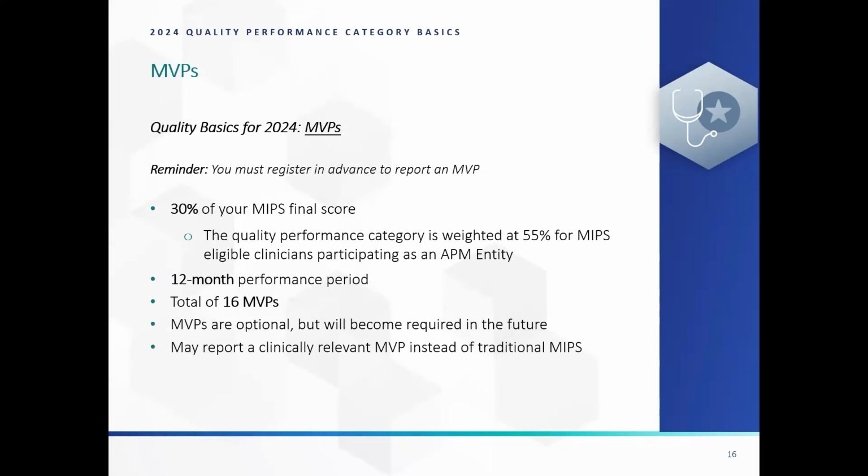Then we're going to go over the basics for MVPs relative to 2024. As a reminder, in order to report measures or participate in MVP, you must register in advance to report an MVP. 30% of your MIPS final score is comprised by the quality performance category. The quality performance category is weighted at 55% for MIPS eligible clinicians participating as an APM entity. The performance period for the quality performance category under an MVP is 12 months.